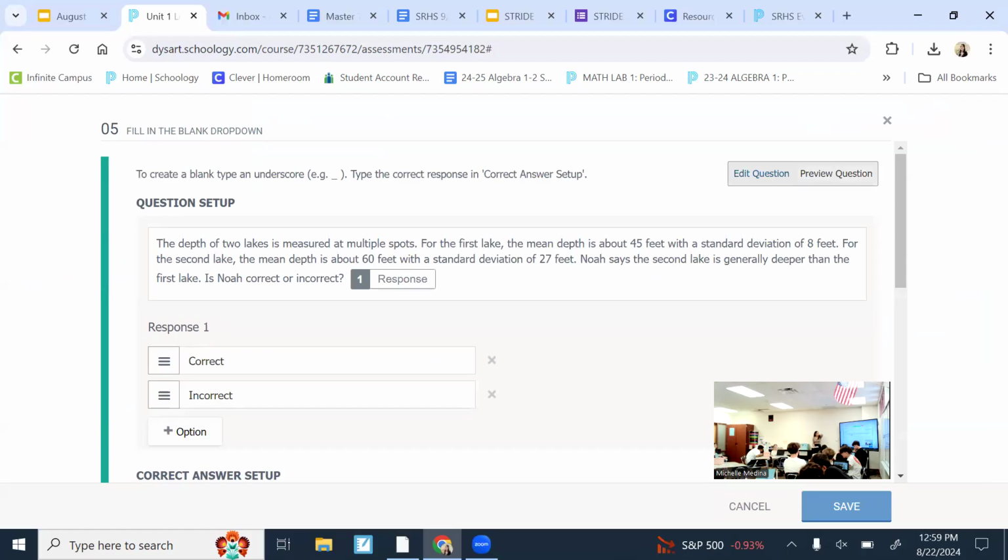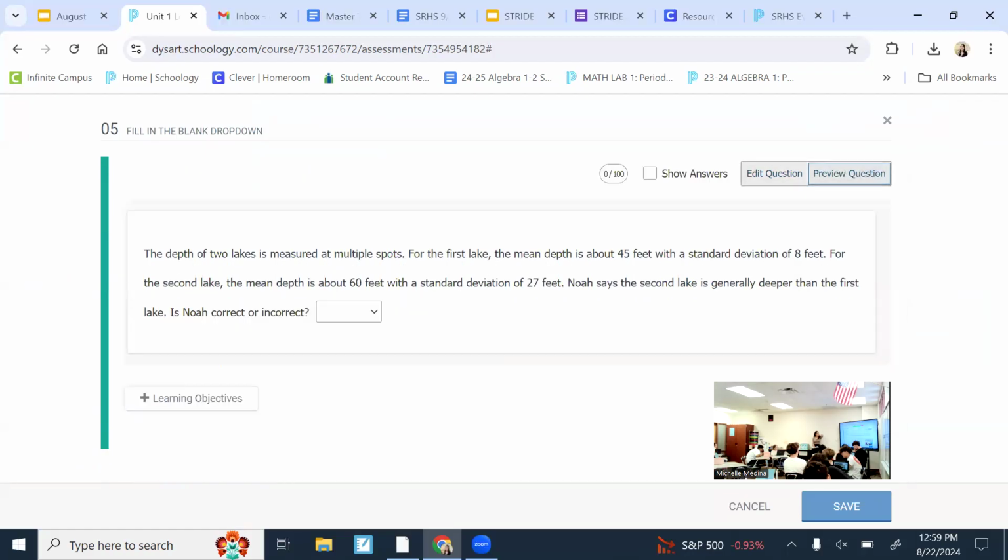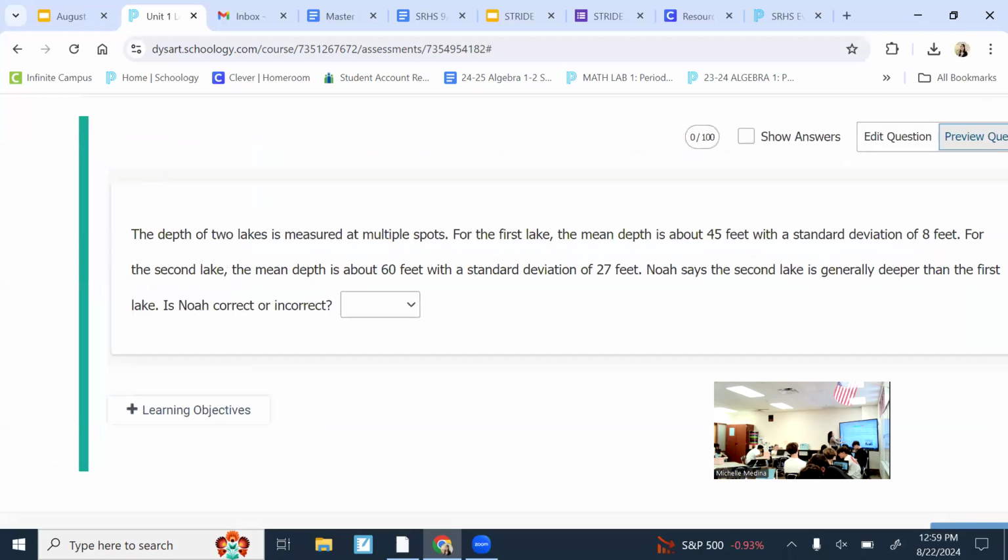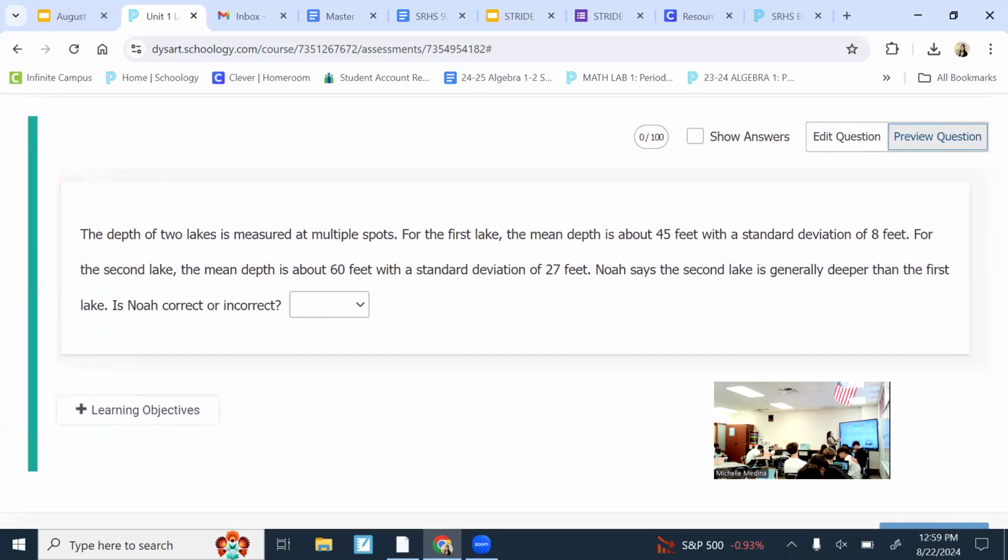So the depth of 2 lakes is measured at multiple spots. For the first lake, the mean depth is about 45 feet with a standard deviation of 8. For the second lake, the mean is about 60 feet with a standard deviation of 27 feet. NOAA says the second lake is generally deeper than the first lake. Is he correct or incorrect? Correct. So you have to know the difference between center and spread.